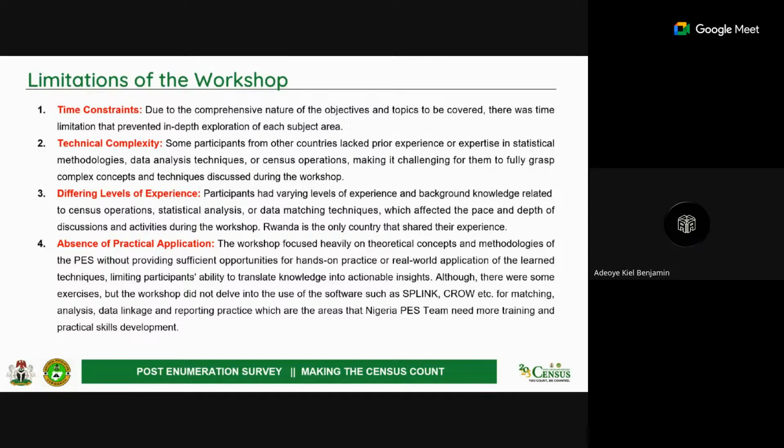So, the absence of practical applications, I've already said that. We just had them in theory, time was short.